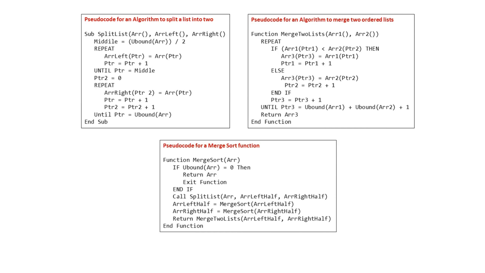We can also here see a call to split list. This will be called every time we wish to split a list. It will pass in the array we want to split and 2 other arrays, the new left and right half, which this array will end up being split into. We can also see that merge sort calls itself recursively. Work your way carefully through these algorithms and the previous example until you get a good understanding of how merge sort works.